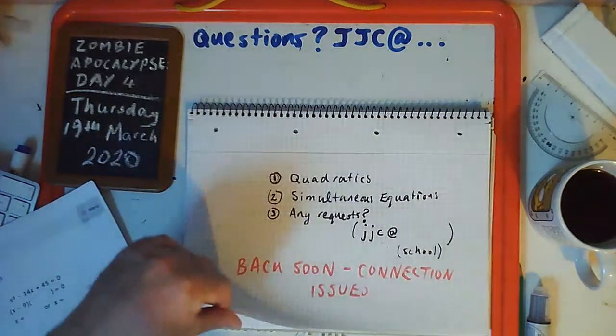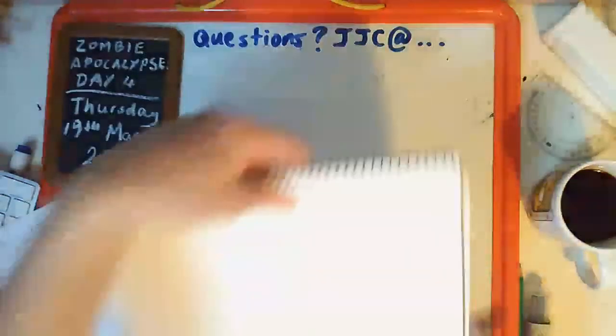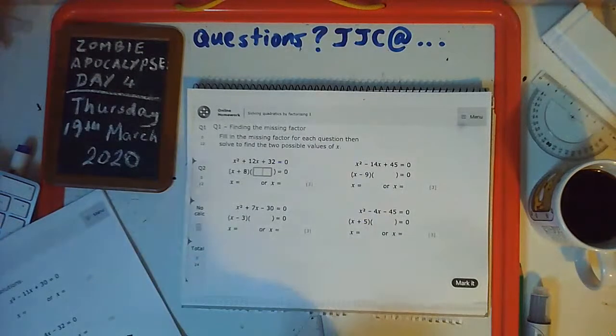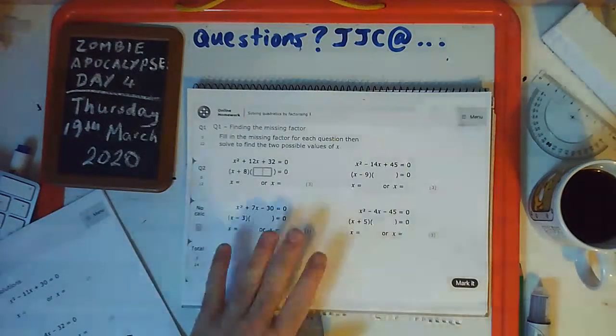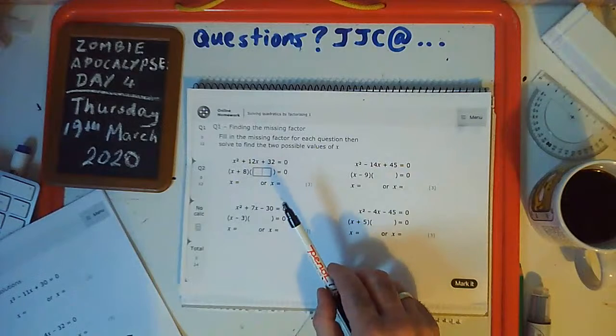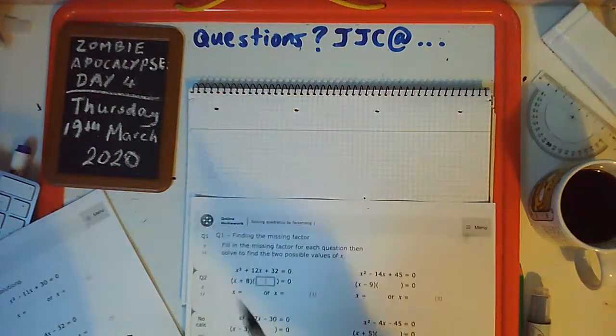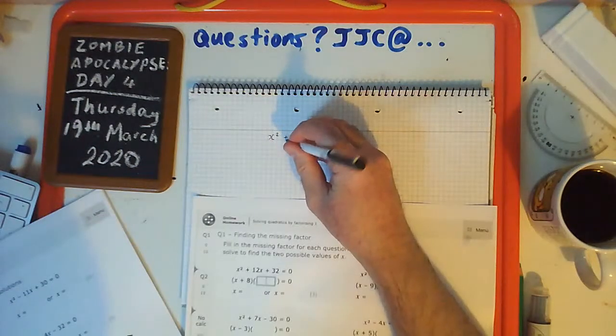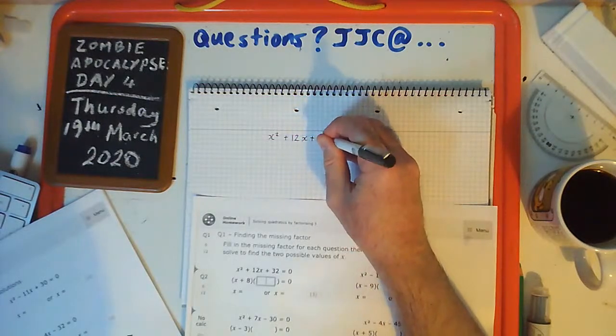So, quadratic equations. If you're watching from MYP 1, 2, and 3, you won't have done this. For MYP 4 and 5, this will be revision. Plough through with it anyway. I've taken something from my iMaths, and it's find the missing factor. So you've got x squared plus 12x plus 32.